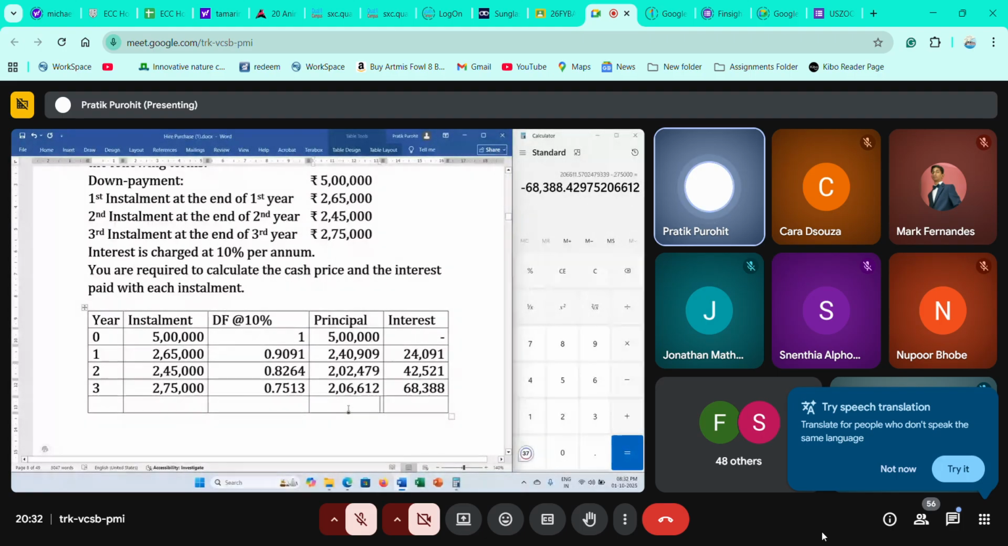Then you make a total of this, which is 5 lakhs plus 240,909 plus 202,479 plus 206,612, that is 11 lakh 50,000, which becomes your cash price. Total of interest: 24,091, 42,521 and 68,388. 1,35,000 becomes your interest.